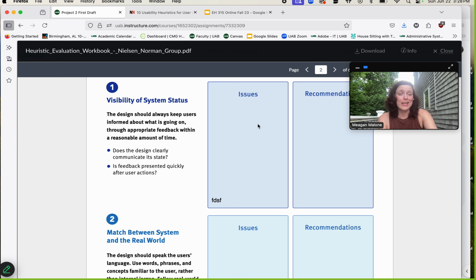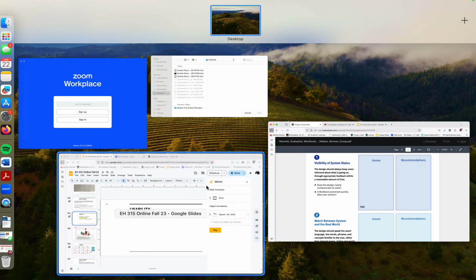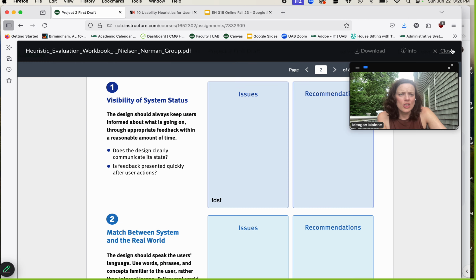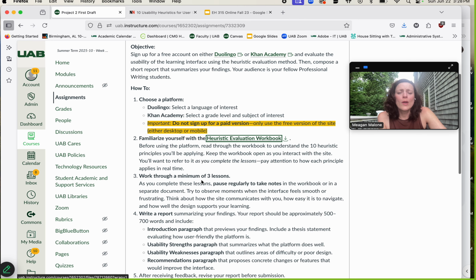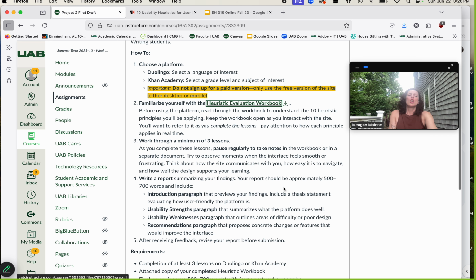So these are the kinds of things you're going to be filling out. And again, you can fill it out right here in the PDF using a PDF reader, like Adobe Pro, or you can literally just write a little chart out and say, number 1, issues, recommendations. That works for me too. So you are keeping tabs of all of these things as you work through the system. So the next thing you're going to do is work through a minimum of 3 lessons. As you complete the lessons, pause regularly to take notes in the workbook or in a separate document. Try to observe moments when the interface feels smooth or frustrating.